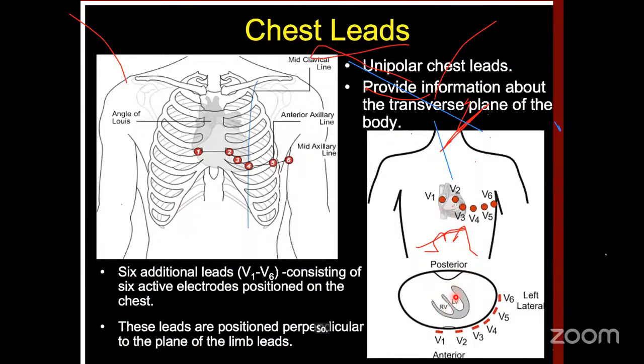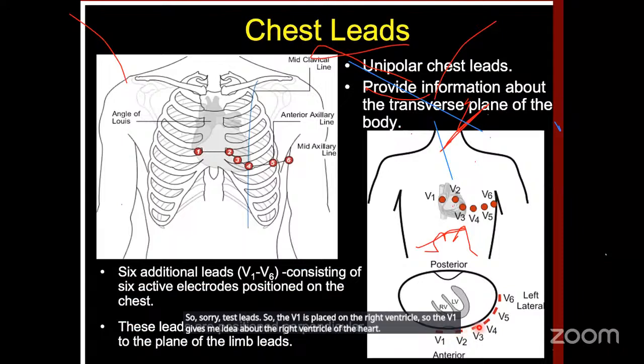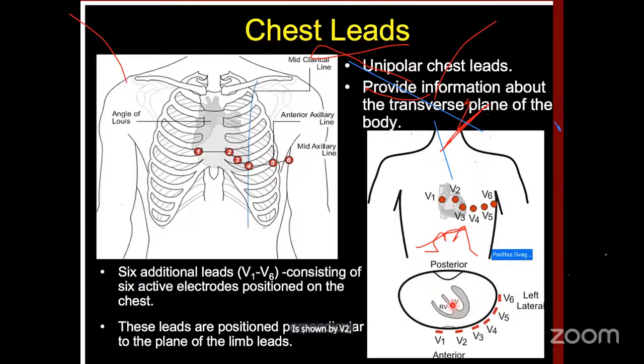So, the chest leads. V1 is placed on the right ventricle, so V1 gives me an idea about the right ventricle of the heart. V2, V3, V4 are placed on the interventricular septum and the left ventricle. So the most important surface of the left heart is shown by V2, V3, V4, which is the septum and the anterior wall. Whereas V5, V6 give me an idea about the horizontal anterolateral surface of the heart.